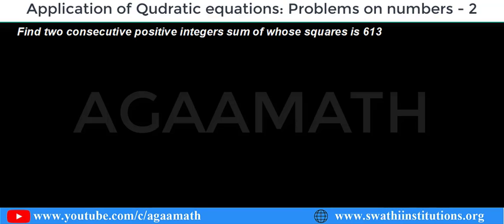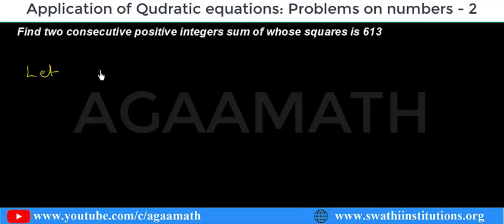One of them is: find two consecutive positive integers, the sum of whose squares is 613. So first of all, what are consecutive positive integers? How do you take consecutive positive integers?